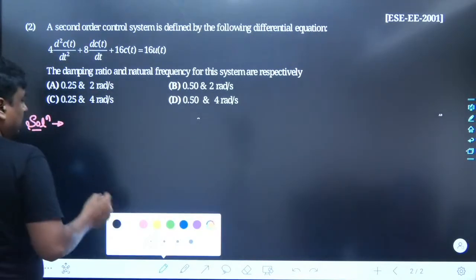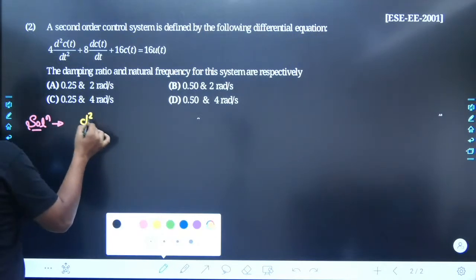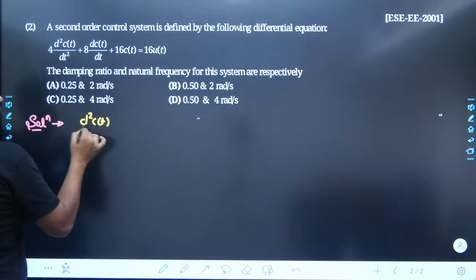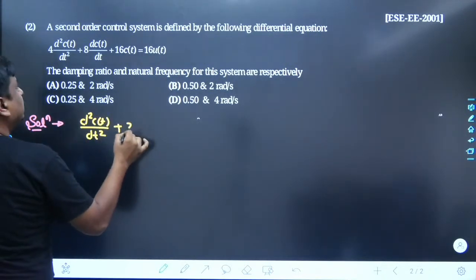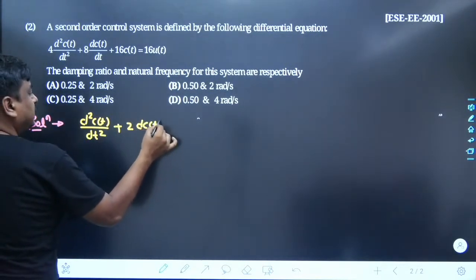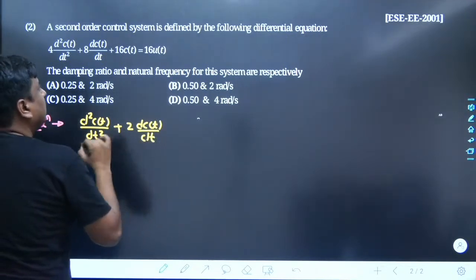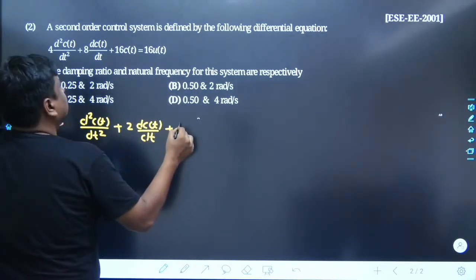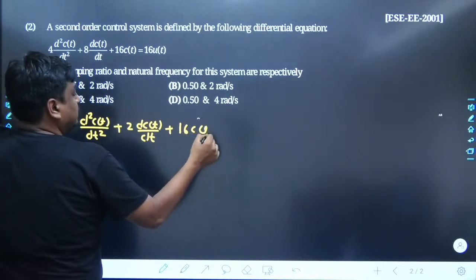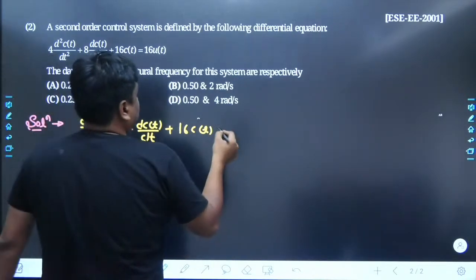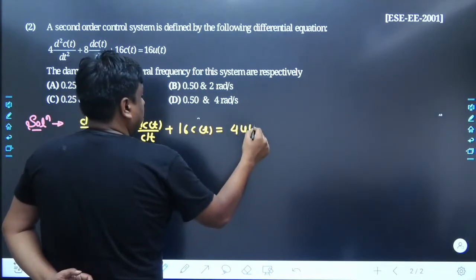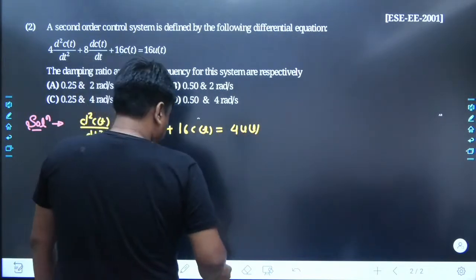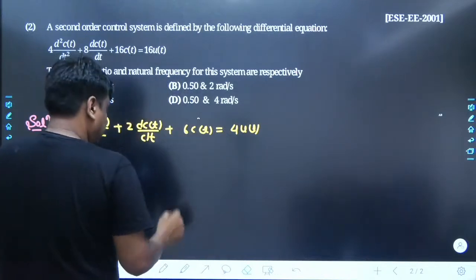Once we do so, the result we get is d square c(t) by dt square plus 2 times dc(t) by dt plus 4 times c(t) is equal to 4 times u(t). Keep in mind it is 4 only.